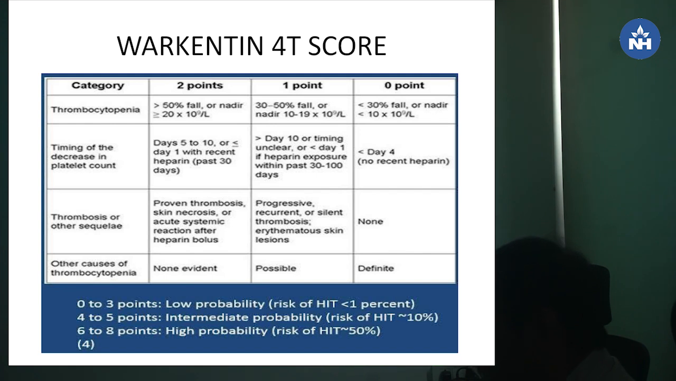Now 4 T-score for probability of HIT. So there are 4 parameters like thrombocytopenia, timing of decrease in platelet count, thrombosis or its other sequelae like proven thrombosis, skin necrosis, and other causes of thrombocytopenia whether it is evident or not evident. So if it is 0 to 3 points, it is the low probability of HIT, 4 to 5 points intermediate probability, and 6 to 8 points is high probability. So risk of HIT is around 50% when it is high probability.